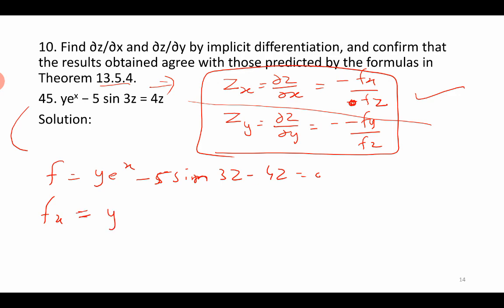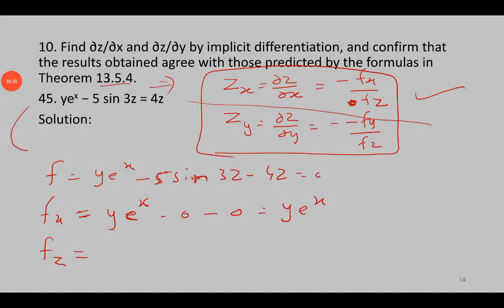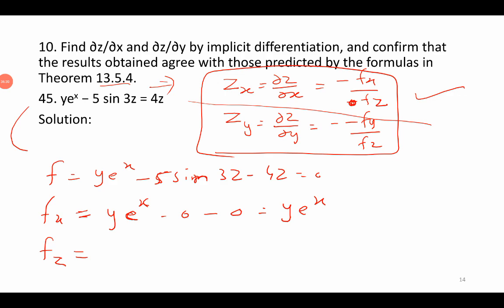So y is remaining, e^x will be e^x. Here the second term has only z, so it's 0. The third term is also 0, there is only z. So the answer is y e^x. Now differentiate the function with respect to the variable z, treating the other variables as constants. When you differentiate with respect to z, the first term is 0, the second term, minus 5 sine will be cosine 3z and it will be 3 by the chain rule, minus 4. So this will be minus 15 cos 3z minus 4.